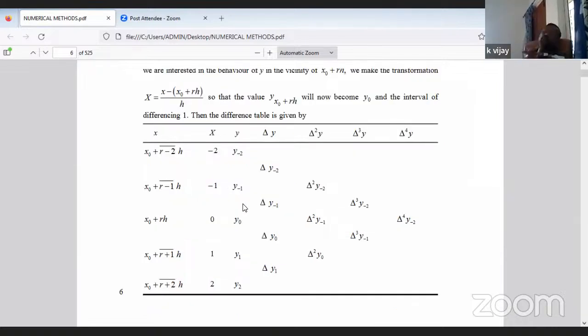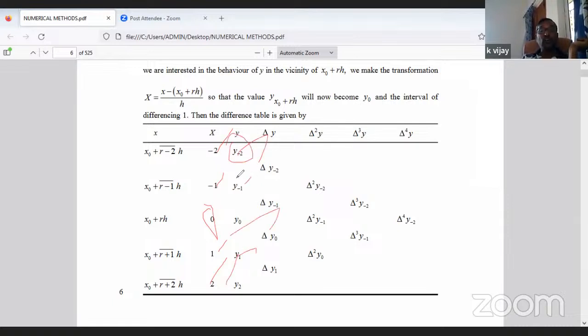What is the central value? The central value is x0 plus rh, which is 0. In the upper side we write the values with minus, and in the lower side the values with plus. So x0 plus rh is the middle value, that is 0; x0 plus r minus 1 h is minus 1, x0 plus r minus 2h is minus 2, x0 plus r plus 1 h is 1. So the upper values are minus and the lower values are positive. Automatically we write y minus 2, y minus 1, y0, y1, y2.